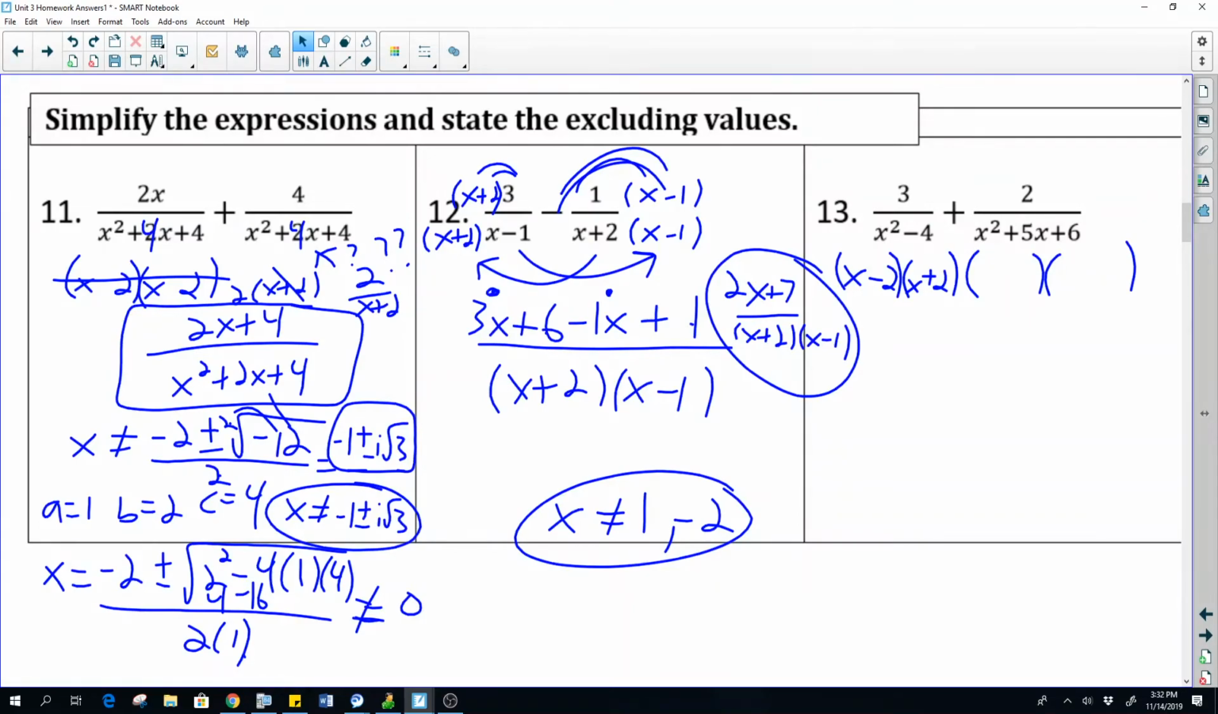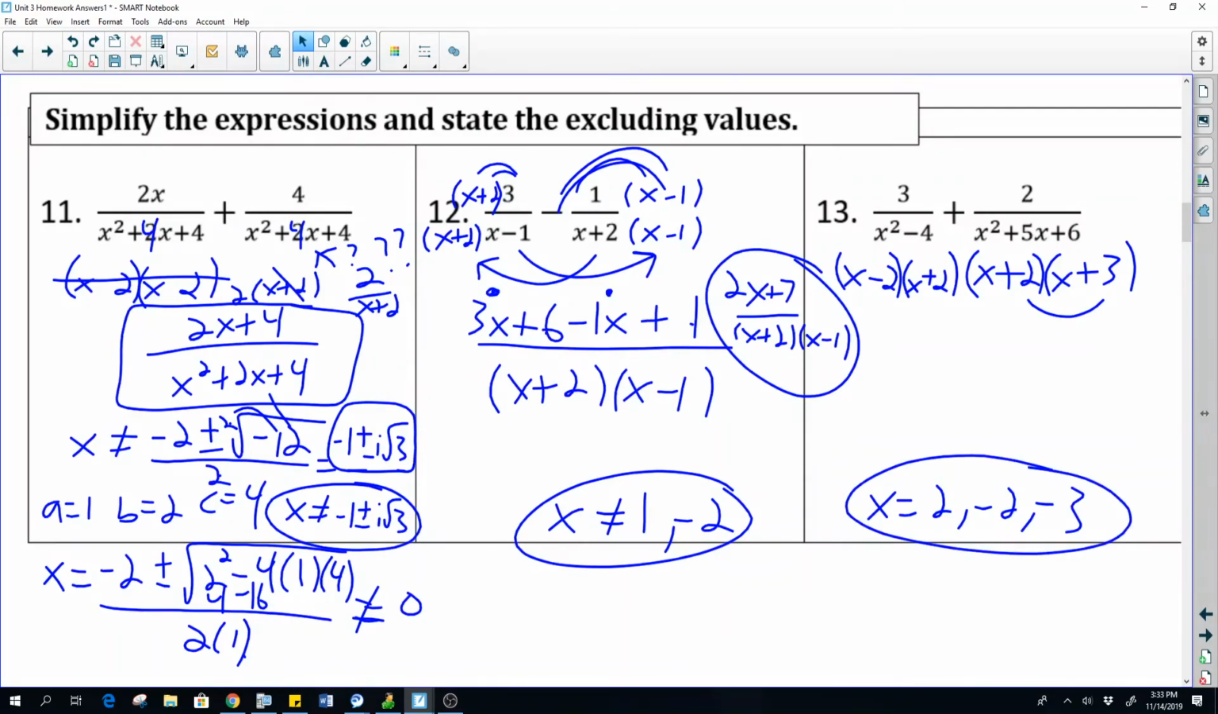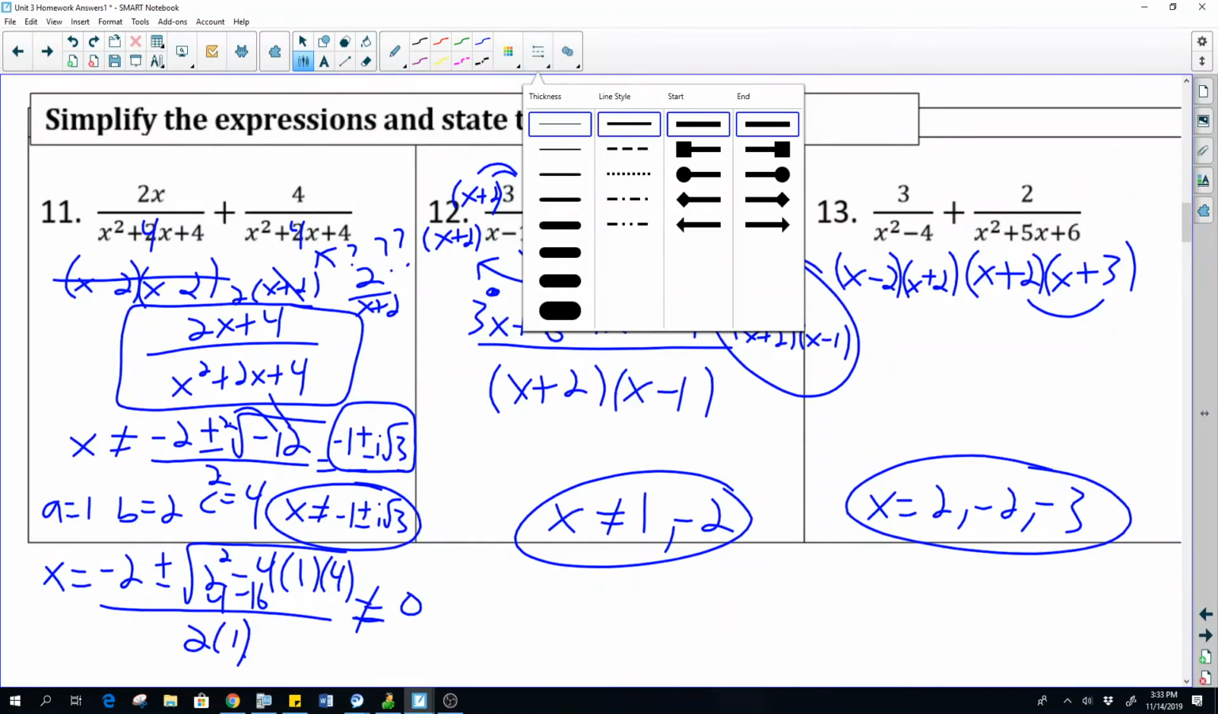Cool. Okay, so then, if you already did it, you're just checking your answers now, right? Good. Okay, so then we factor the bottom out. 2x and 3x is 5x, and 2 times 3 is 6. Cool. So now we have lots of exclusions: 2 and negative 2 and negative 3. Those are exclusions. And then we want to get a common denominator now.